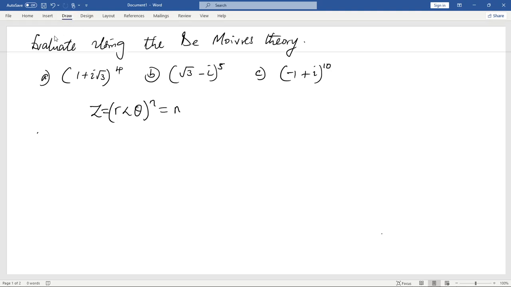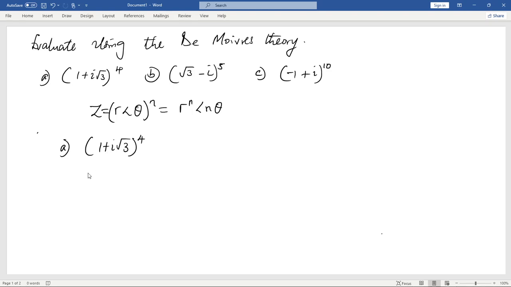Okay, so this is simply equal to r to the power n, and n multiplied by theta. So now, let's start with the first one here, a. We have (1 plus i root 3) to the power 4. We need to write this complex number that is inside the brackets in polar form.